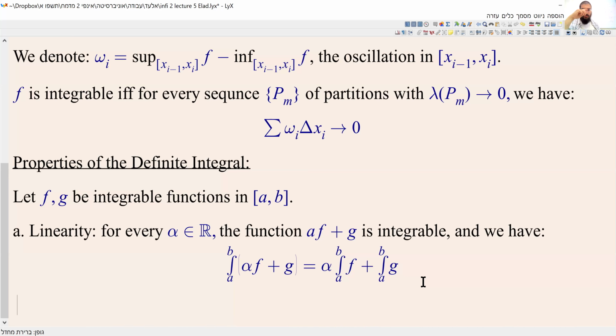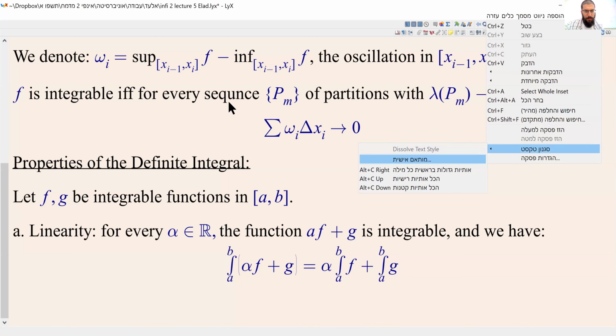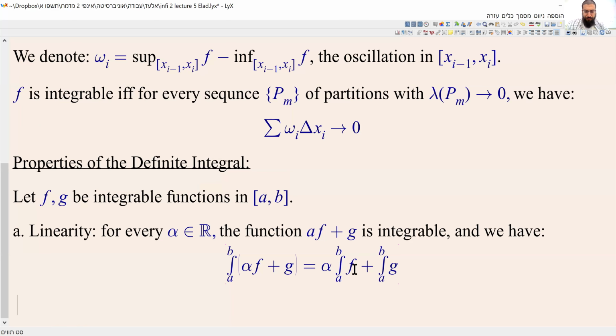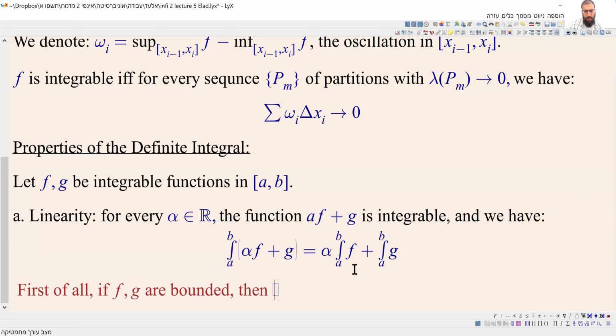Why is it true? First of all, let's write it down in another color, since it's an explanation, not a proof. We used purple in linear algebra. We can use a different color now. Let's have brown. First of all, if f and g are bounded, they are because they're integrable, then you multiply by some scalar, you add two functions, sum them up, it's still bounded.